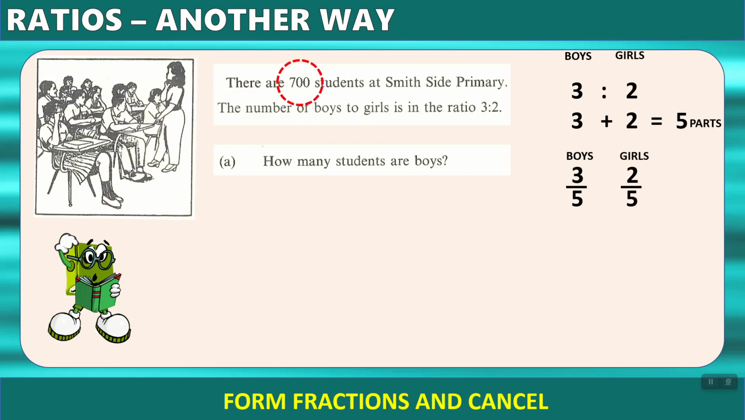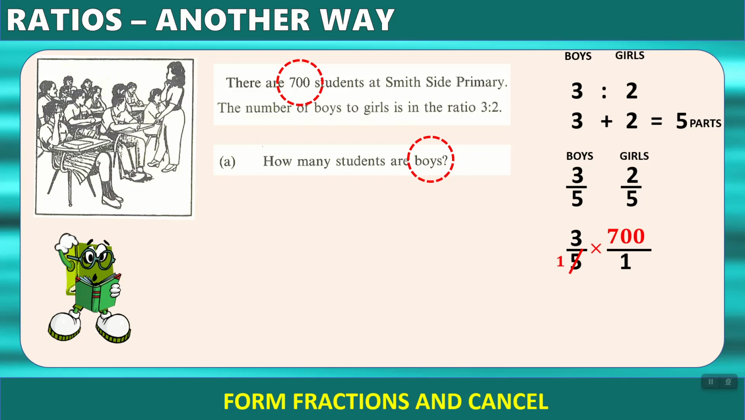And so if there are 700 students altogether, and we know 3 over 5 or 3/5 are boys, we can take the 3 over 5 and multiply by 700 over 1. And now this is multiplying 2 fractions. And so what we need to do now is to cancel. We can say 5 into 5 goes once.